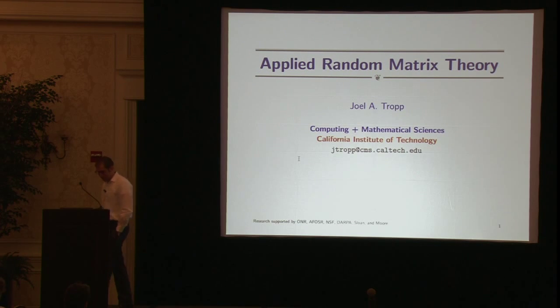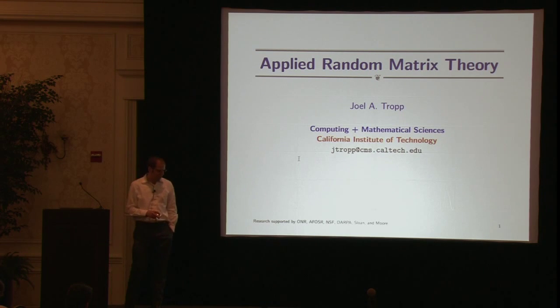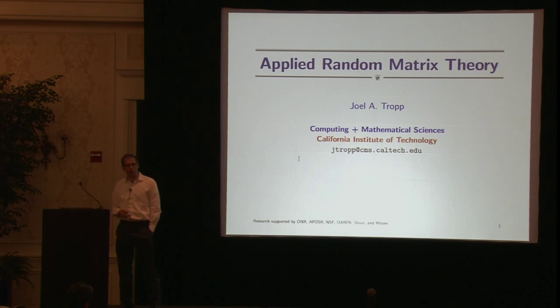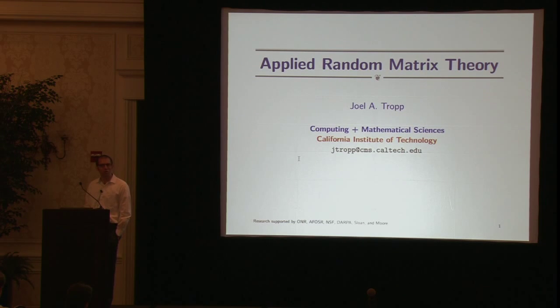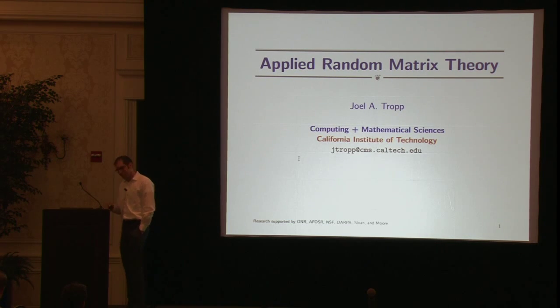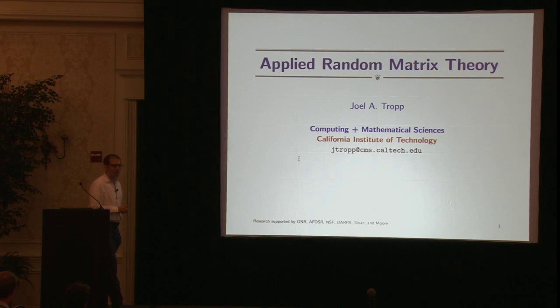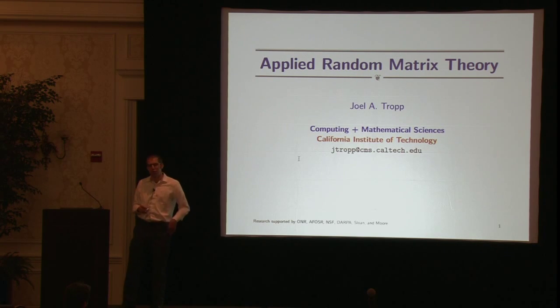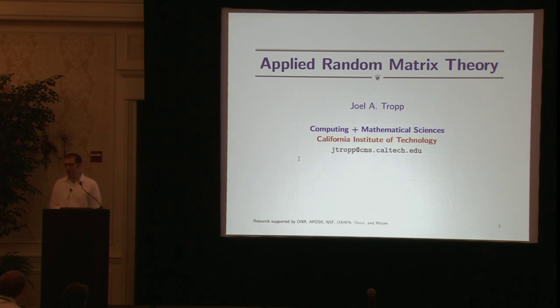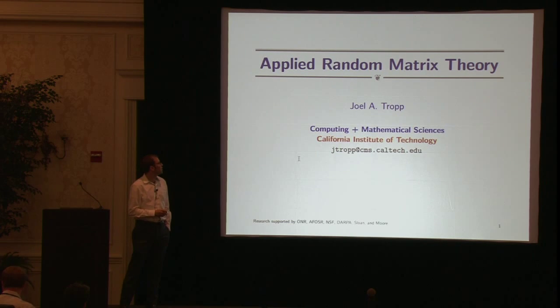Now, this research that I'm going to be telling you about is part of a, I guess, historical approach to research, which involves appending the label applied or computational to the front of an established field of mathematics and proclaiming that you have done something new. So the most successful example of this, of course, is applied mathematics. But we've seen other examples of this, like computational topology and so forth, that have started receiving some currency lately. So I thought I'd give this coinage a shot.